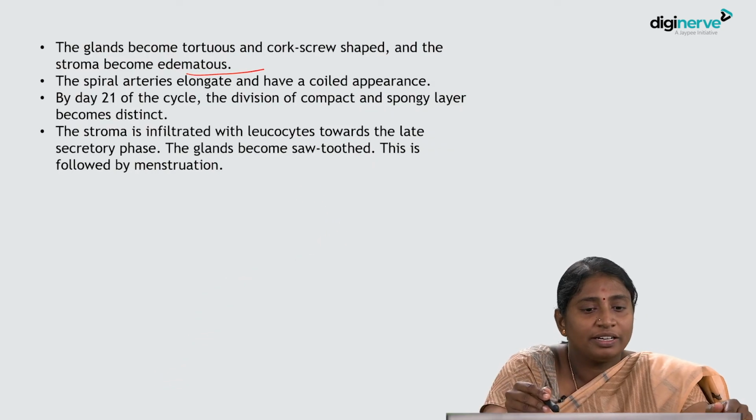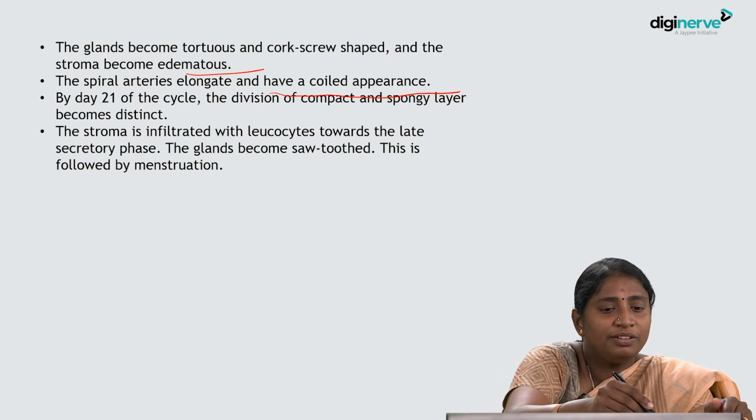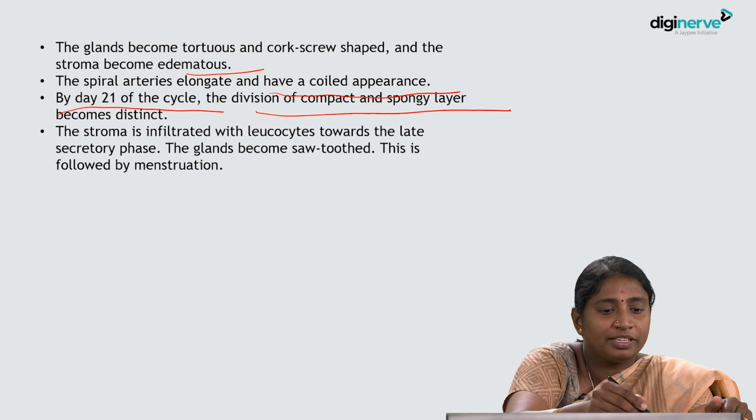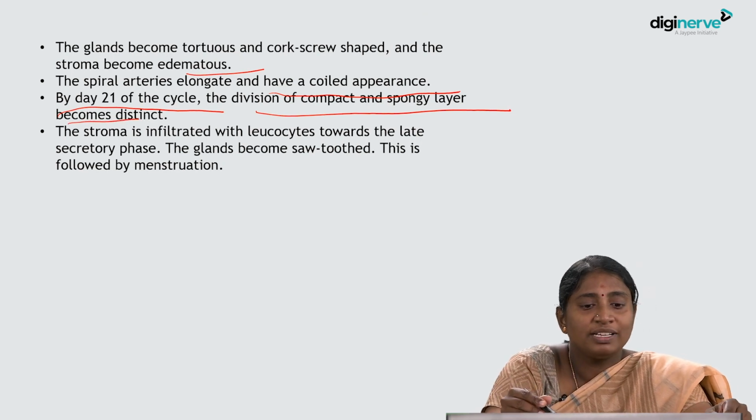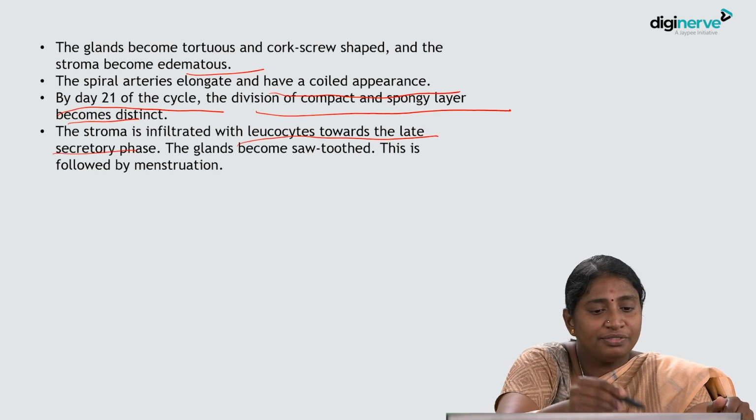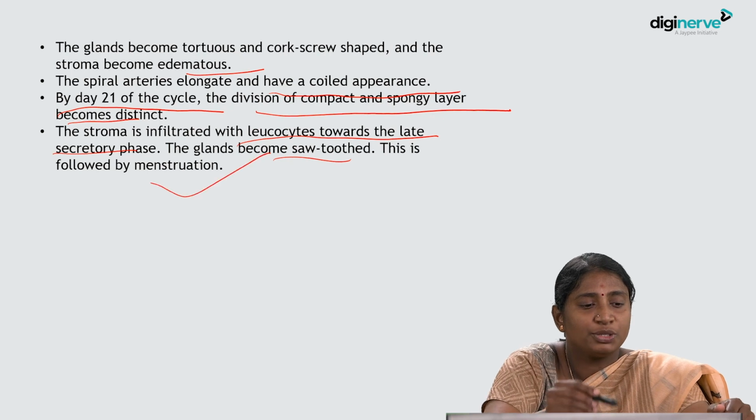The glands become tortuous and corkscrew shaped and the stroma becomes edematous. The spiral arteries elongate and have a coiled appearance. By the 21st day of the cycle, the division of the compact and spongy layer becomes very distinct. The stroma is infiltrated with leukocytes towards the late secretory phase. The glands become sharp-toothed and this is followed by menstruation.